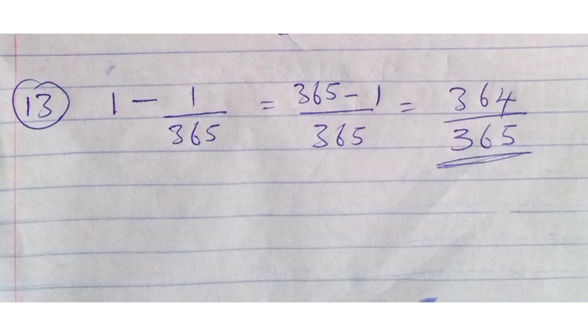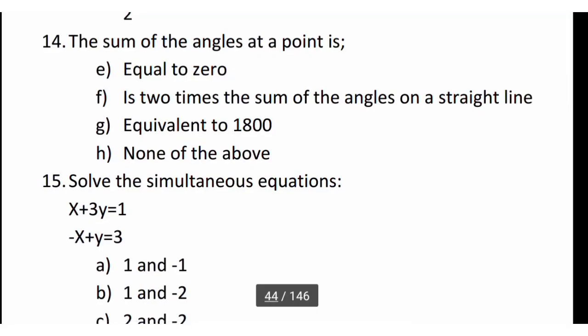Now we're going to look at the next question. I'll quickly do the questions. Next question says the sum of angles at a point is definitely 2 times the sum of angles in a straight line, because the straight line is 180, and 180 plus 180 will give you the sum of angles at a point, which is 360. Okay, that's what they mean there.